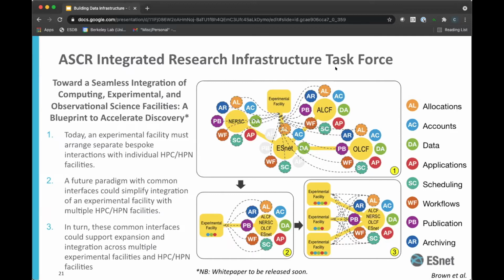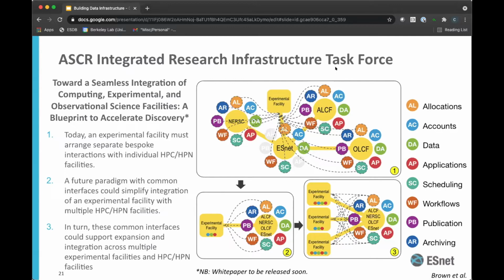This is basically the ASCR Integrated Research Infrastructure Task Force. This was set up by Ben Brown, who is now the DOE's Office of Science ASCR Facility Director. Essentially, he put together a team that discussed how we would build a seamless integration of compute, experiments, and networking and things like that. And so we've been meeting for over a year now.